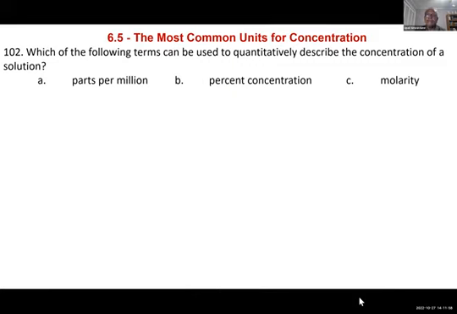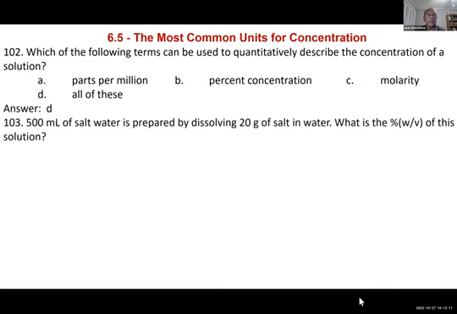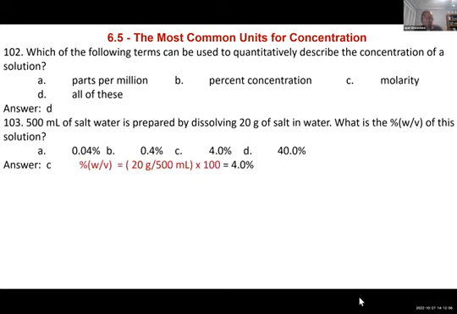Which of the following terms can be used to quantitatively describe the concentration of a solution? All of them. A 500 milliliter salt water solution is prepared by dissolving 20 grams of salt. What is the percent weight by volume? So 20 divided by 500 milliliters. Let me do the calculation: 20 divided by 500 multiplied by 100 is 4%. I did the calculation. It's 4%.